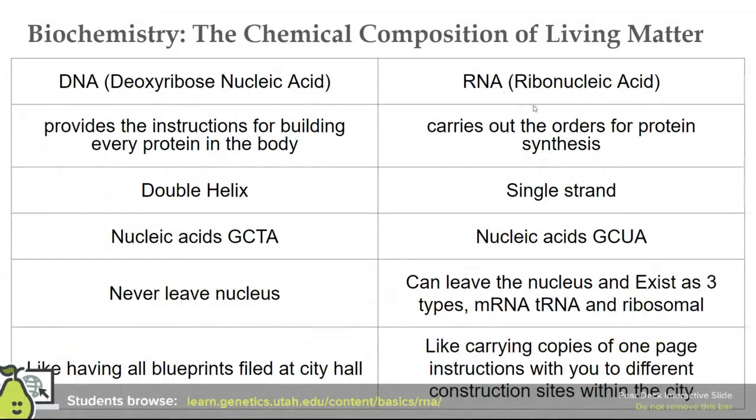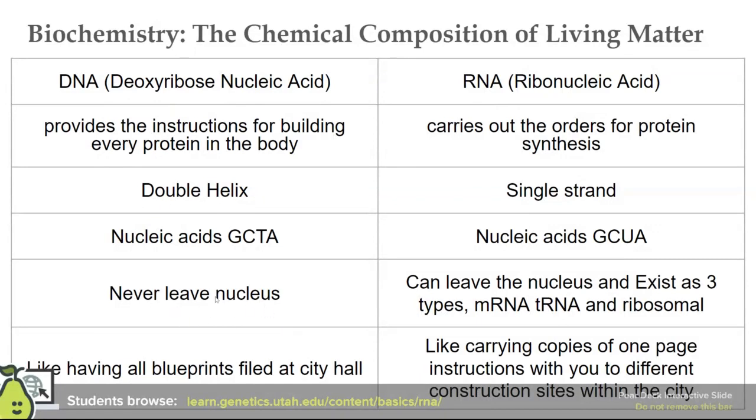So the difference between DNA and RNA, make yourself a T-chart in your notes. DNA is called deoxyribose. RNA is called ribose, or ribonucleic acid. DNA provides instructions for every protein in the body, but RNA carries out the orders of protein synthesis. DNA has a double helix. RNA has a single strand. DNA has GCTA, or guanine, cytosine, thymine, and adenine. And RNA has guanine, cytosine, uracil, and adenine.